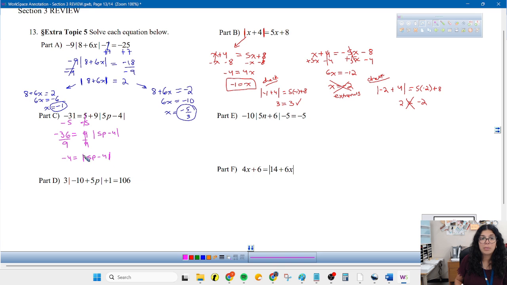Now, here's the problem with this. The absolute value cannot equal a negative, because remember, the absolute value is distance, and distance is always positive. No matter what number I have inside of here, when I do the absolute value, it's going to be a positive. So this is not possible for it to equal a negative. So this is no solution.